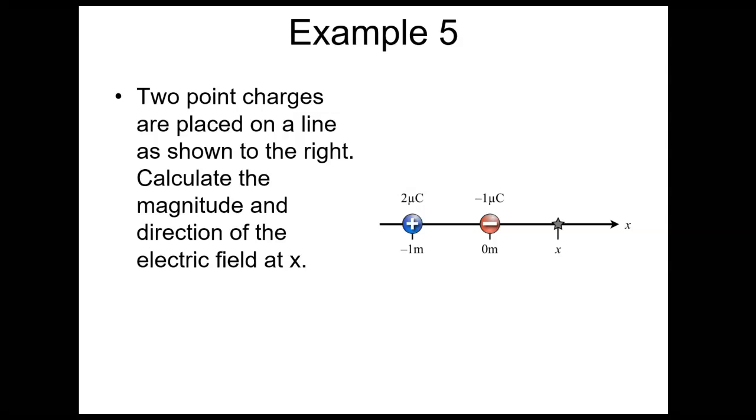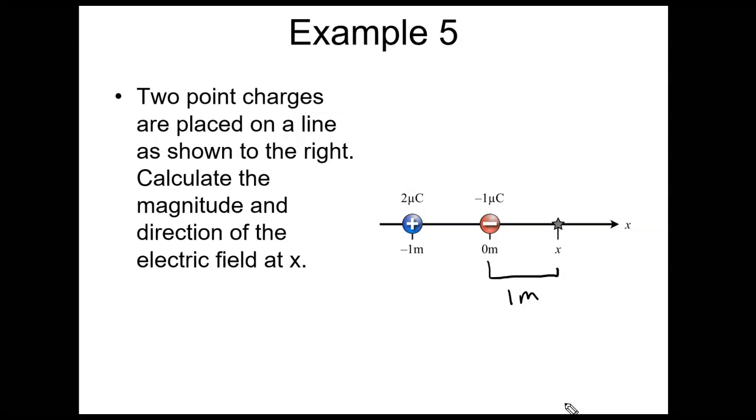Now notice that we have 2 point charges, and the picture is actually kind of incomplete. So I'm going to say that this distance is 1 meter. In other words, you can see this set up like a number line. This charge is at -1, this charge is at 0. Let's say the star position is at 1 meter.